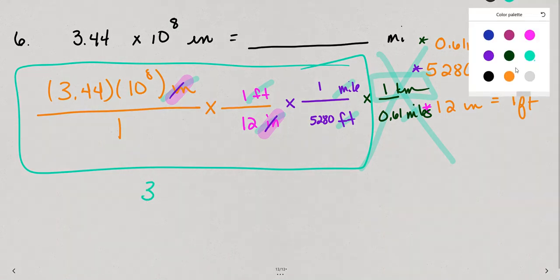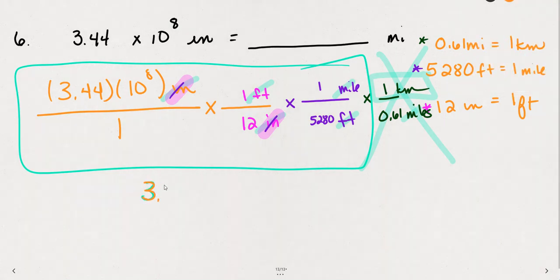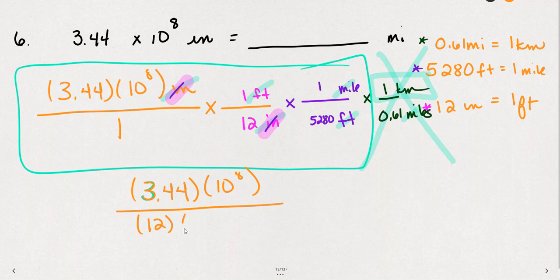Remembering your order of operations, one way to do this is to multiply the numerator out and then multiply the denominator out and then divide everything. But that should give you the setup to get to the number of miles.